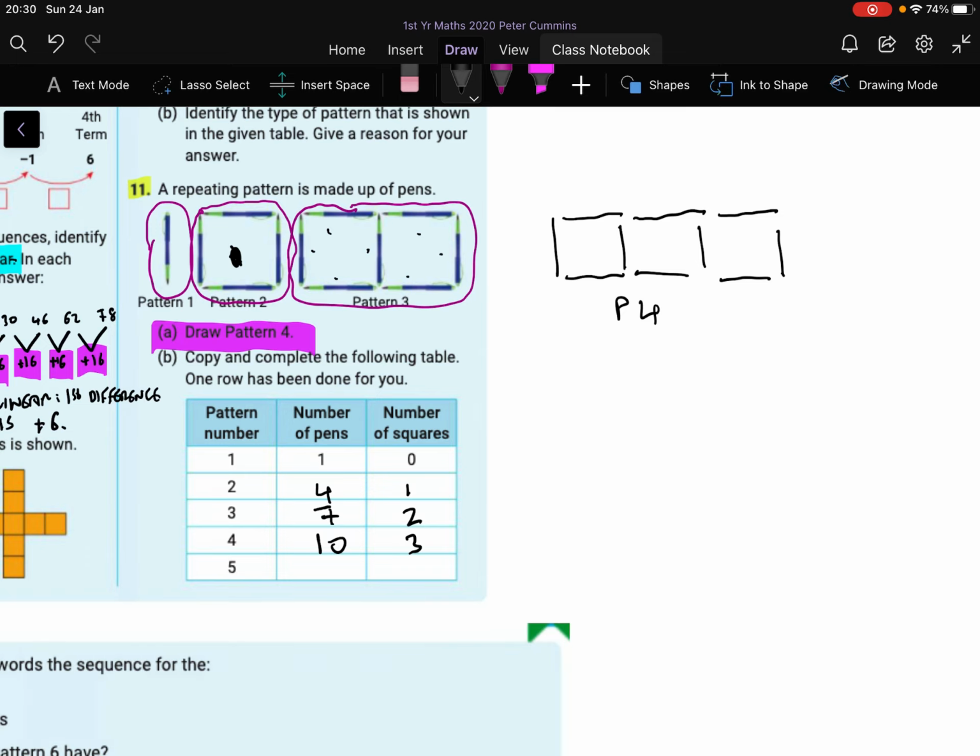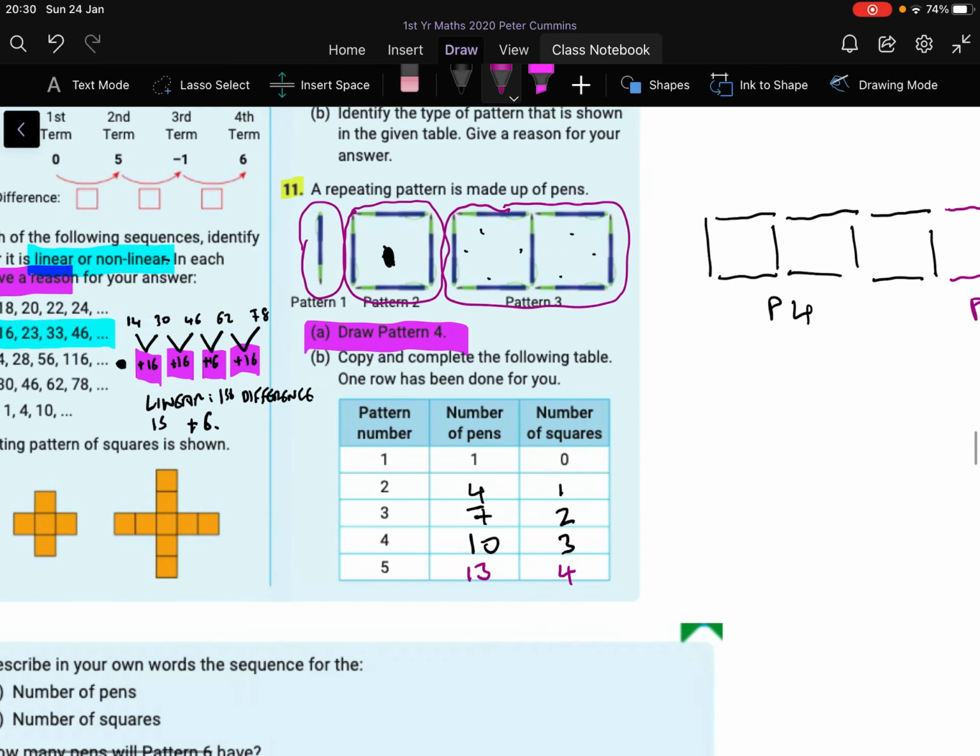And pattern number 5, we haven't been asked to draw that, but I'll tell you what I'll do. I'll just add it on here in a different color pen. If I add pattern number 5, it's just going to add on another 3 pens and give me an extra square. So this is me adding on pattern 5, just to show you what it will look like. And that is going to be 13 pens and 4 squares.